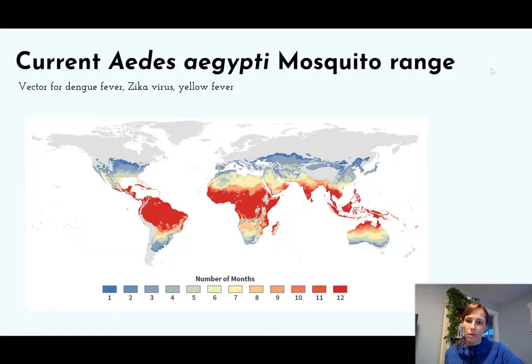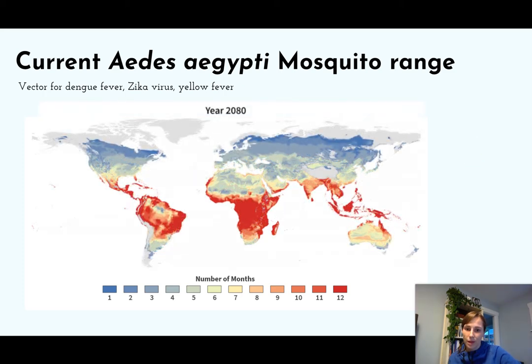This right here is a map of a specific type of mosquito that is the vector for dengue, Zika, and yellow fever. As I talked about, red shows how often we see them here. For the entire year, we see them around the equator. Parts of the year, they end up farther north. So this is where it is right now. This is where it is going to be in 2080.